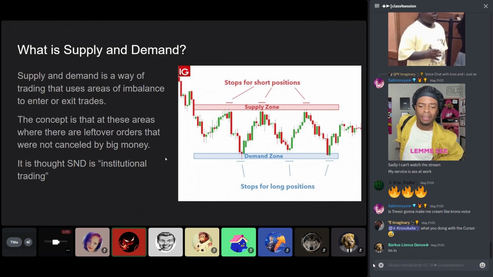The concept stems from leftover orders that were not canceled by big money. According to what people say, who knows the real story, but say a big institution wanted to buy $1 million of Apple at $100. Maybe they didn't get a full fill, only a partial fill. When the price comes back down to that $100, their order is going to fill and the price is going to go back up.